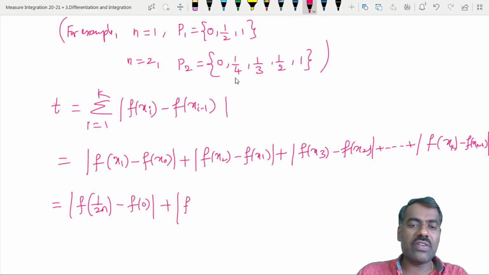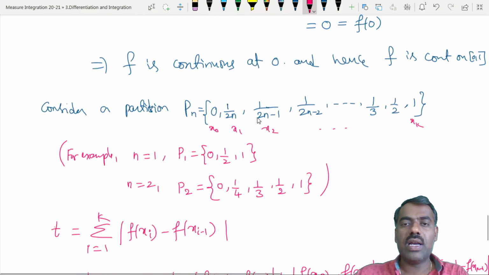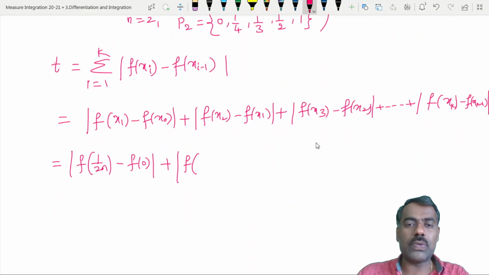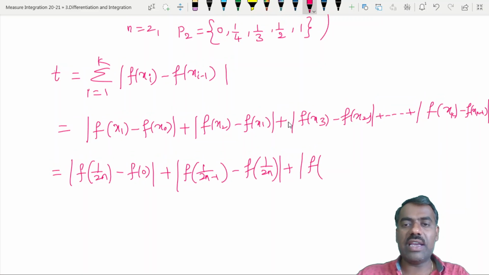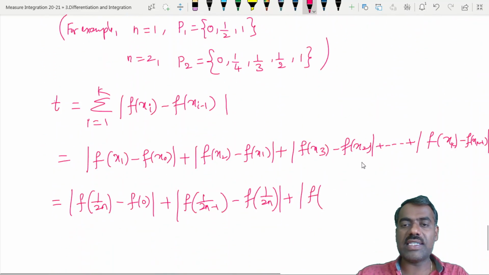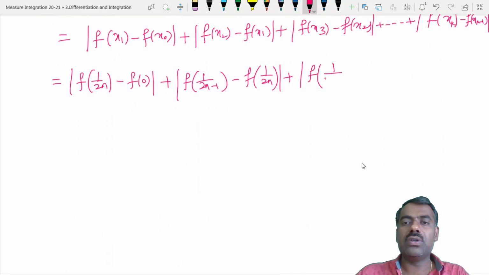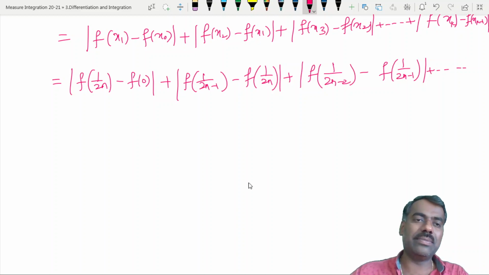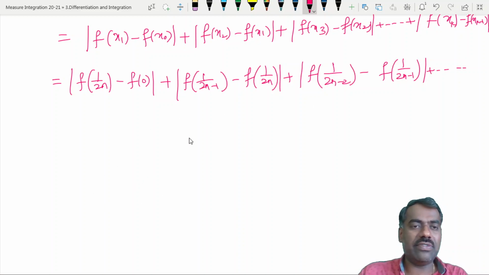Plus, what is our f of x2? Our x2 is 1 by 2n minus 1. So f of 1 by 2n minus 1 minus f of 1 by 2n, plus, and what is f of x3? This is x3, which is 1 by 2n minus 2, minus f of 1 by 2n minus 1, plus and so on. The last term I won't write; you will get it from this itself.